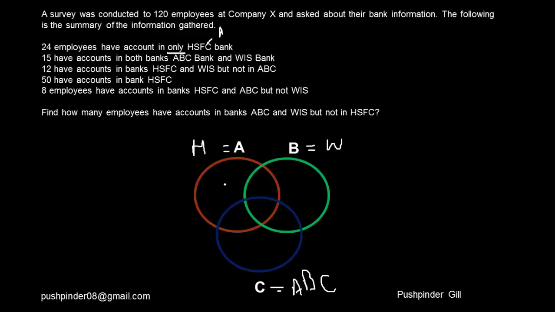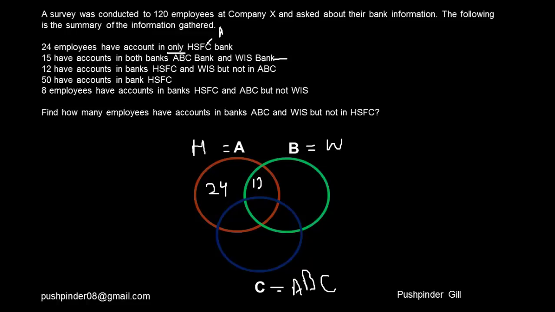Now 15 people have accounts in both banks ABC and WIS. So what is both ABC and WIS? This is this whole area. So let's just forget about it for now and try to fill in the individual information. 12 have accounts in banks H and W but not in A. So HFSC and WIS but not ABC, which is nothing but this area. So 12 people are right here.